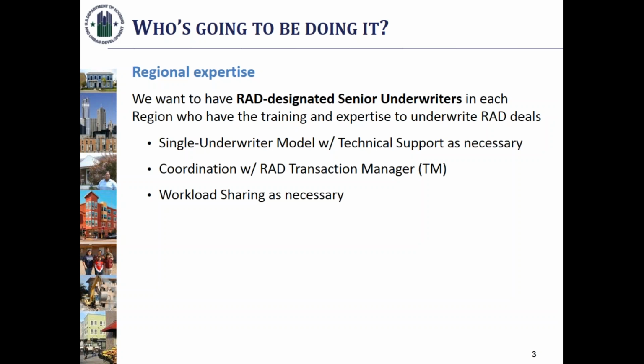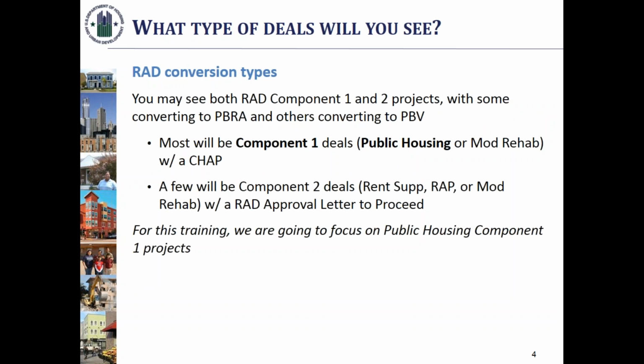Now that we've transformed and we are under this new regional structure with 5 regions, I think the goal now is to have a small group of senior underwriters in each of the 5 regions who are capable of underwriting these deals as they come in for the states that your region oversees. We can still utilize workload sharing as we need to, but we want to have regional expertise. Okay. All right. So what types of deals will you see? So Robert kind of explained the difference between component 1 and component 2.